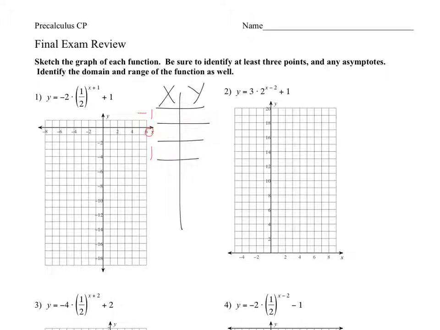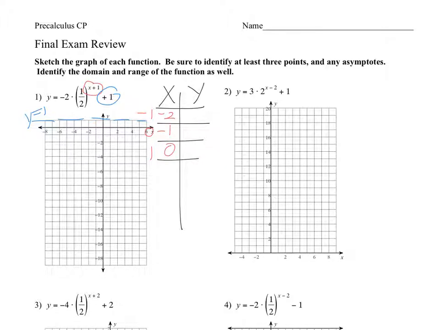To get -1, I'm going to plug in -2 because x plus 1 is our exponent. If I plug in -2, I get -1. If I plug in -1, I get 0, and if I plug in 0, I get 1. The other thing I'd like to take a look at before I even begin graphing this is the asymptote. In this case, we're going to be at +1. So I'm going to draw that in, and y equals 1 is going to be my horizontal asymptote there.